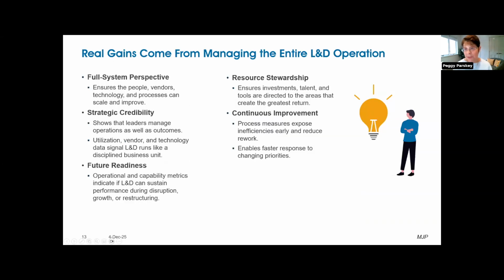So you get real gains. My point here is that you get gains from managing the entire operation. You get to see a full system perspective. These are systems, and systems are interconnected. So, as I've already mentioned, you cannot do programs without the operation supporting it. And so you have to have all of these things working in concert. It does demonstrate that leaders are managing operations as well as outcomes. And when you're managing your vendors and your technology, you're operating like a disciplined business unit, which is what you want to be able to convey.